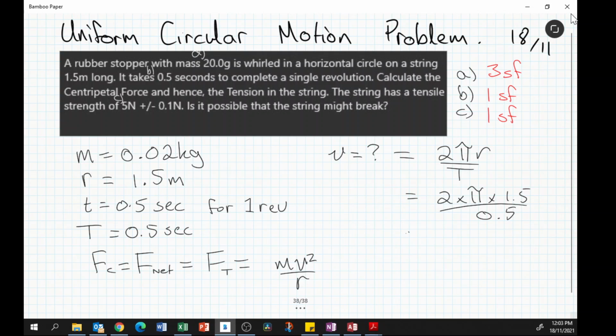So what do we get? 6 pi, 18.85. Meters per second, yeah, it's a speed.